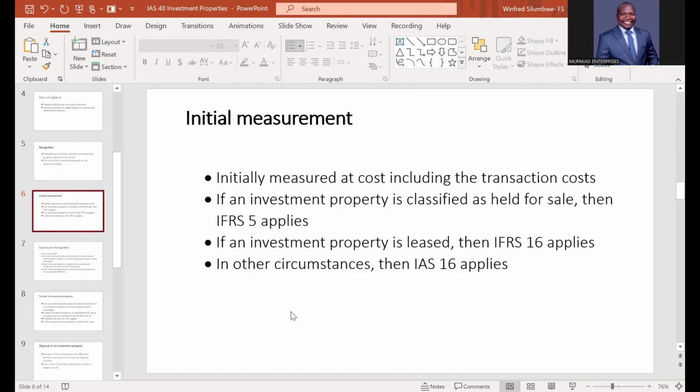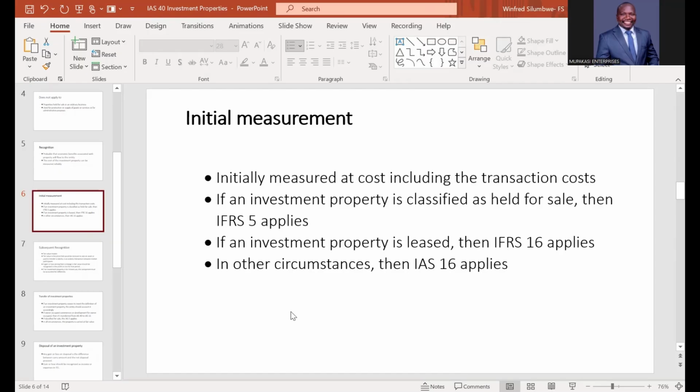Now, if an investment property is classified as held for sale, then IFRS 5 applies. After that investment property has been built, say for 1 million, and you recognize it as an investment property in your statement of financial position, and now you classify that it is going to be sold, it ceases to be accounted for under IAS 40. It now moves to IFRS 5. IFRS 5 is for properties held for sale.